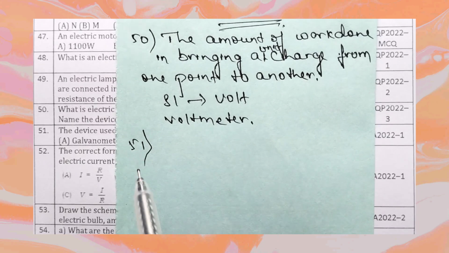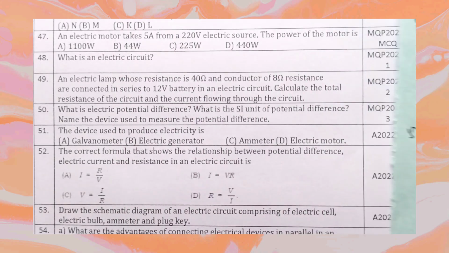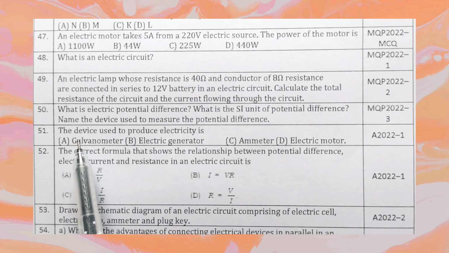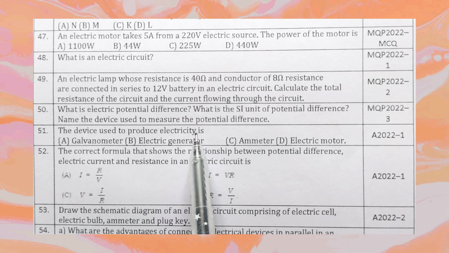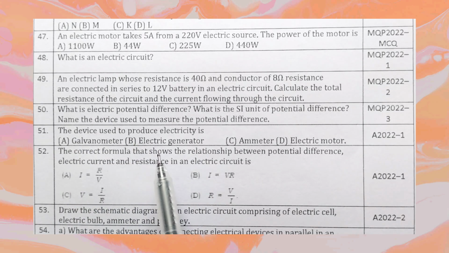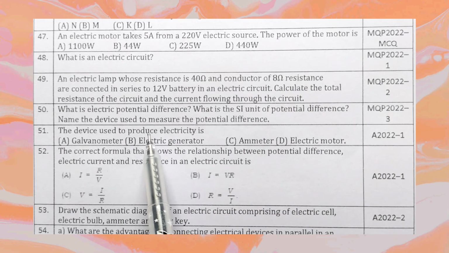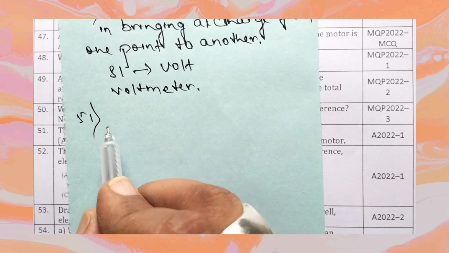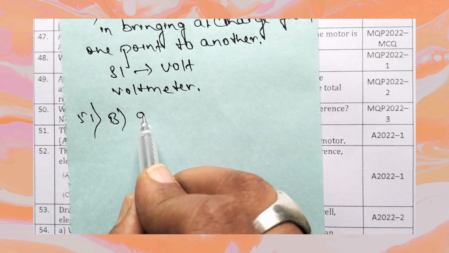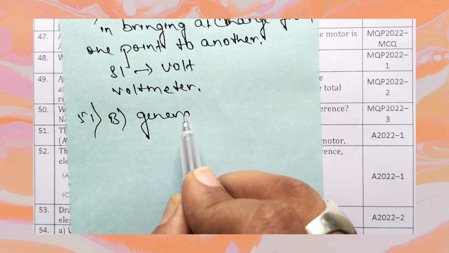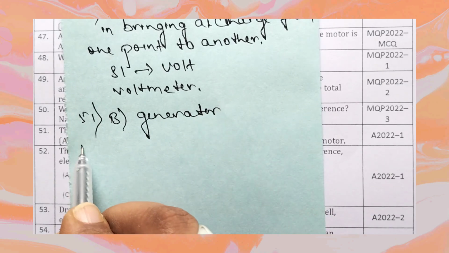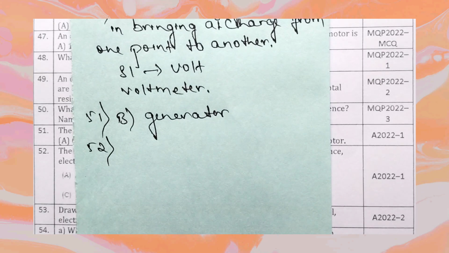So now let us move to the 51st question. The 51st question is, the device used to produce electricity is galvanometer, electric generator, ammeter, electric motor. The right answer is electric generator. So for the 51st question, the right answer is option B, generator. A generator is used to generate electricity.